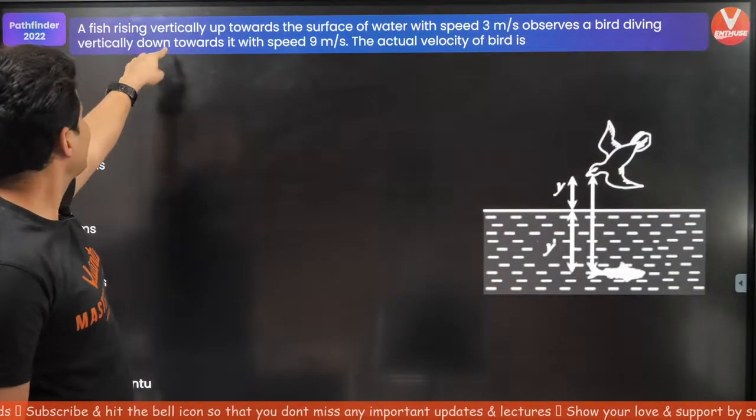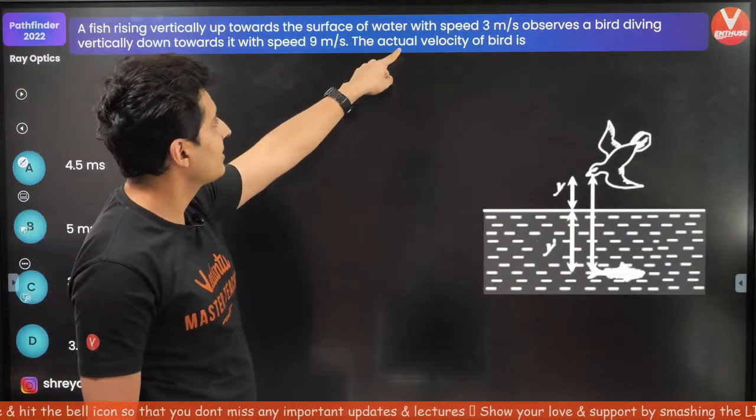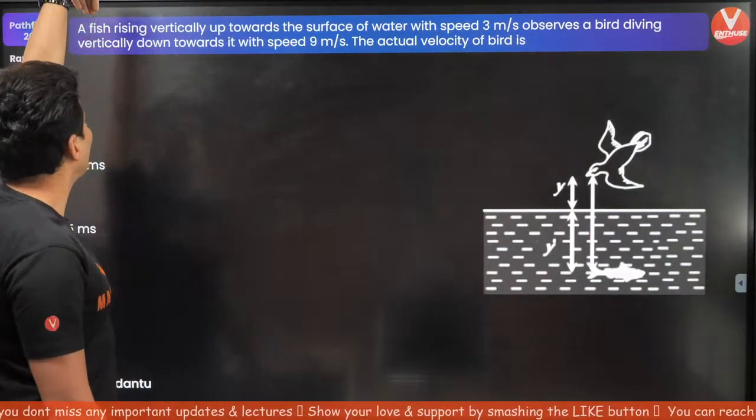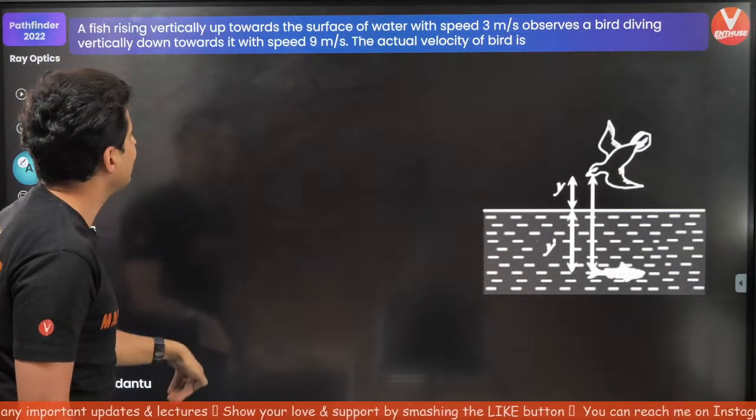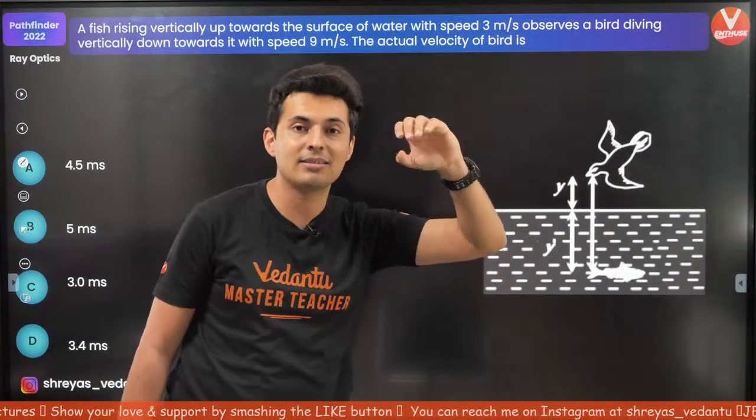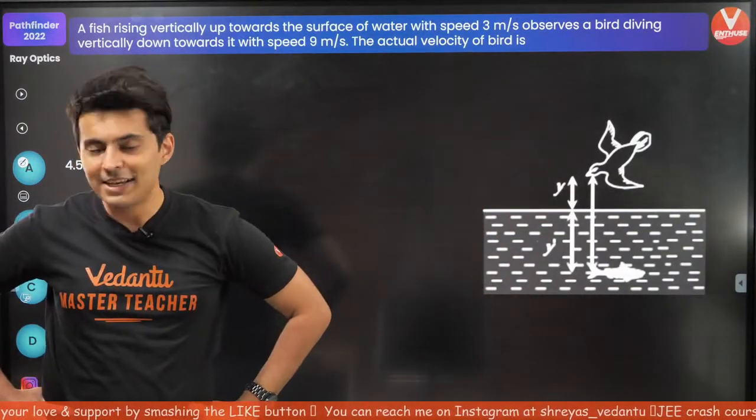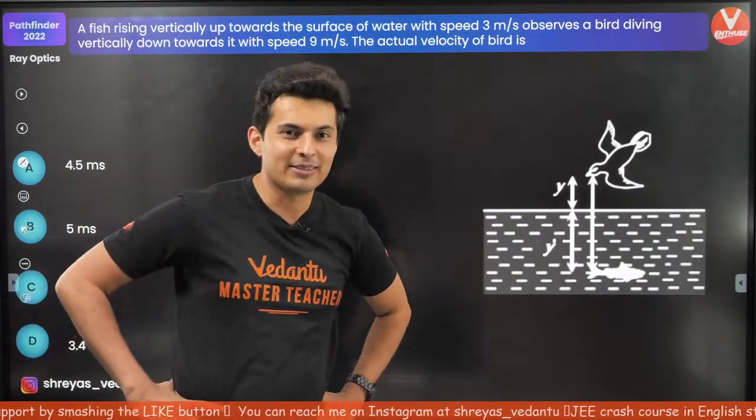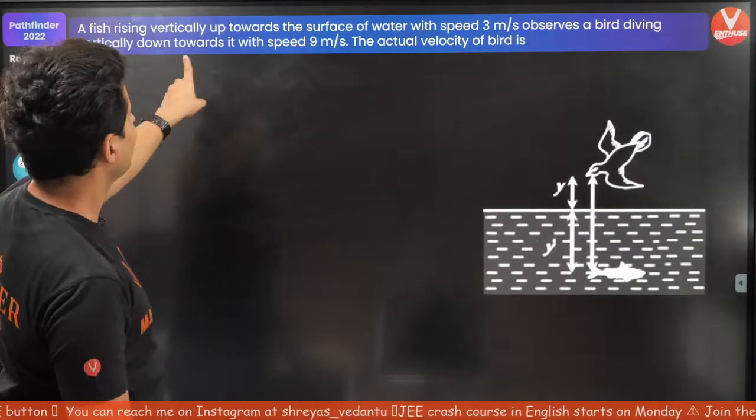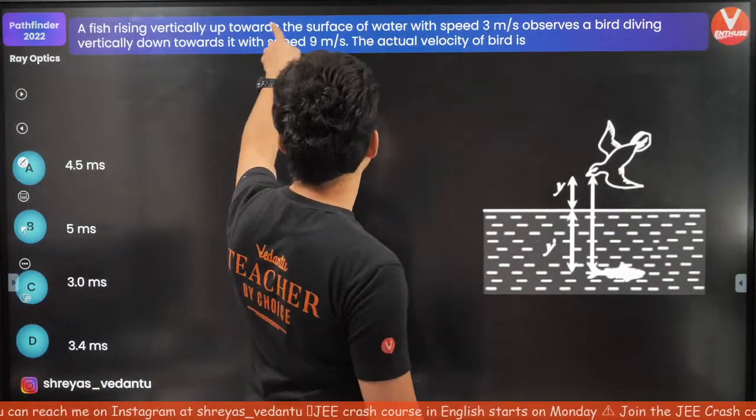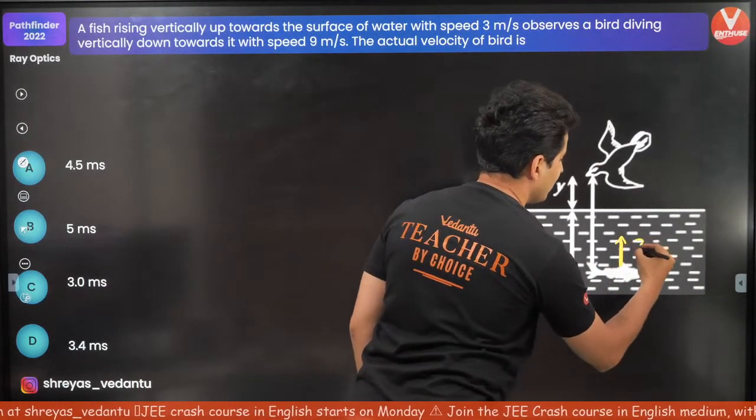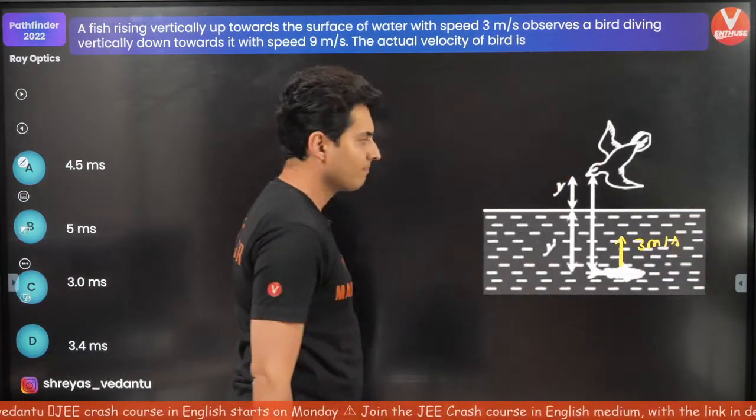The fish, which is rising up towards the surface with the speed of 3, observes a bird diving vertically down towards it with a speed of 9. The actual velocity of the bird is how much? Very interesting question. Okay, let's try to solve this. Fish is moving. Let's see how much the fish is moving with. The fish is moving upwards with a speed of 3 meters per second. So the speed of the fish is 3 meters per second.